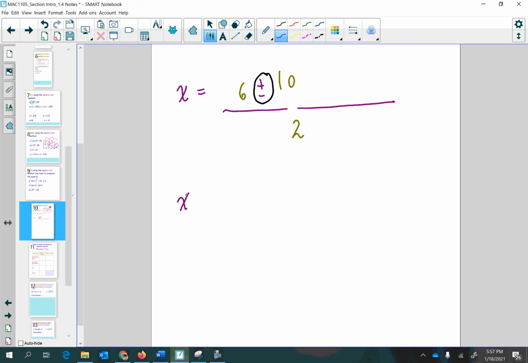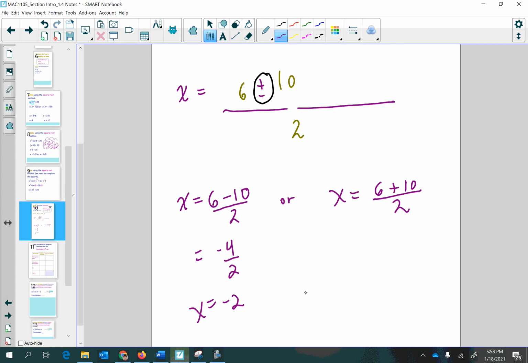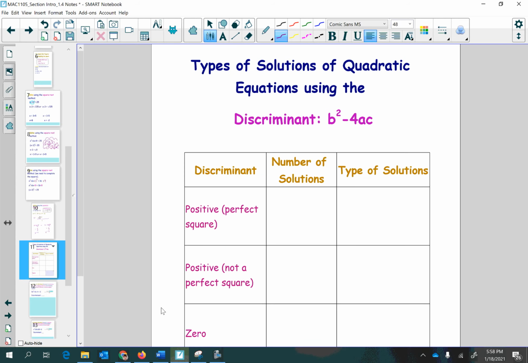So we have x equals 6 minus 10 all over 2, or x equals 6 plus 10 all over 2. Then simplifying each of those, 6 minus 10 is -4, so -4 over 2 gives you -2 as one answer. And then 6 plus 10 is 16 over 2, and 16 over 2 is 8. So now we have our two solutions. That's how we do the quadratic formula.